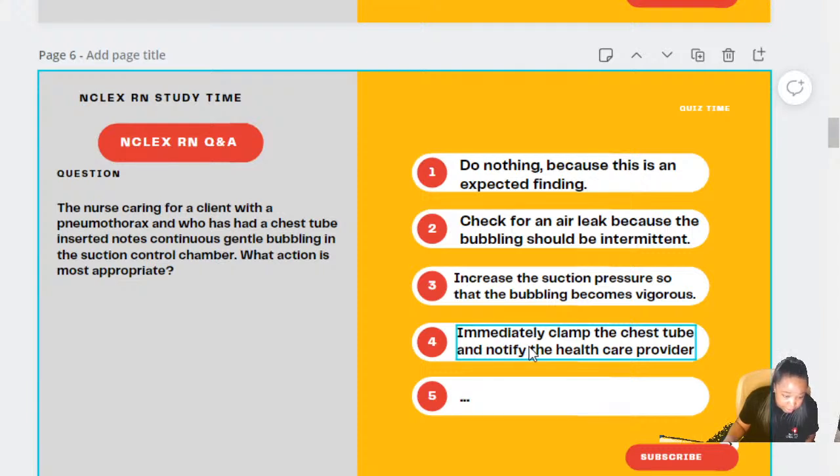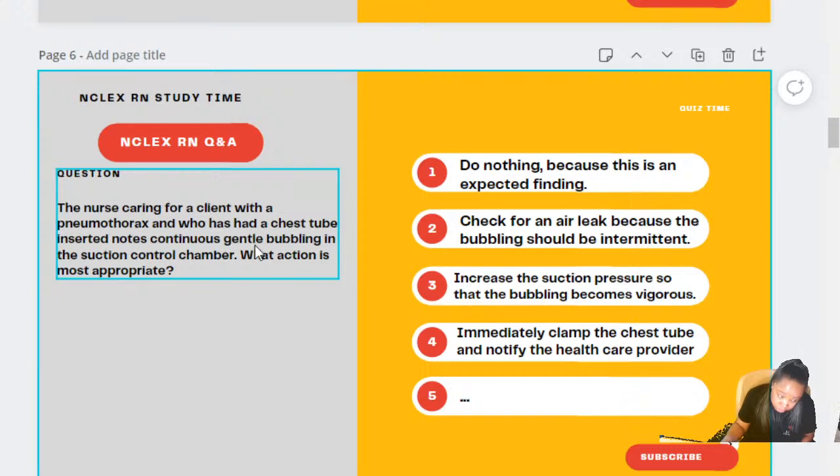It says immediately clamp the tube and notify the healthcare provider. The time you clamp the tube, and the time for you to talk to the doctor and for the doctor to come, that will be a very difficult situation for the patient. This is not the first thing you will do. So I think the best answer is do nothing. This is one of the situations where you have to do nothing. As nurses, you cannot just do nothing in certain situations, but in this one you have nothing to do about it, because it's gentle.